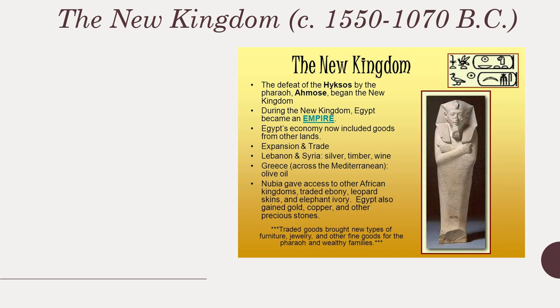A great deal of trade as far away as Lebanon and Syria into the Middle East, and reading this from the slide, silver, timber, wine, all the way across the Mediterranean to the other side, to Greece, and they traded for olive oil there. Nubia to the south gave them access to other kingdoms even further than Nubia, trading in ebony, leopard skins, ivory, gold, copper, other precious stones and metals. So this is a pretty widespread, lucrative, and complicated trading system that's put together by the New Kingdom.